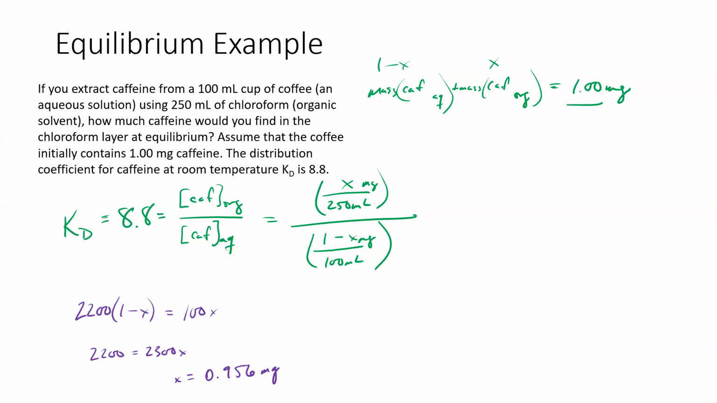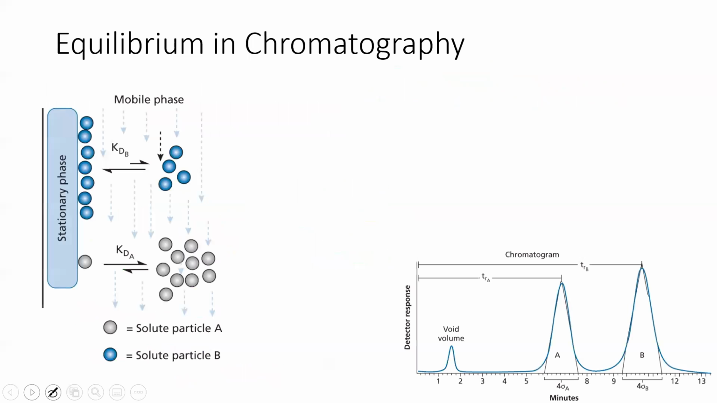Another useful way of doing this is to figure out what volume of organic solvent is necessary if I want to extract 99.9% of my compound, right? You could figure out how much of that organic you would need in order to do that. Okay. All right, so let's move on.